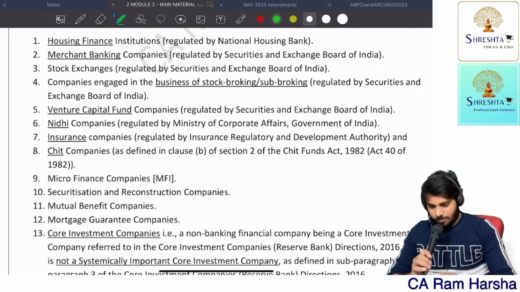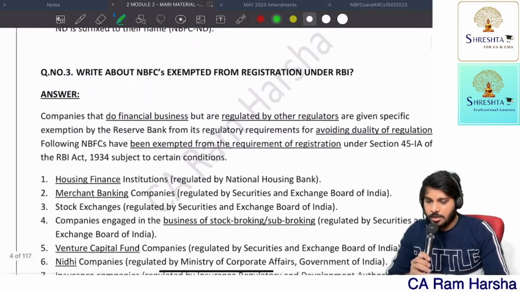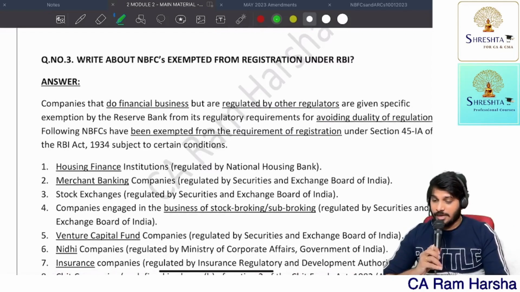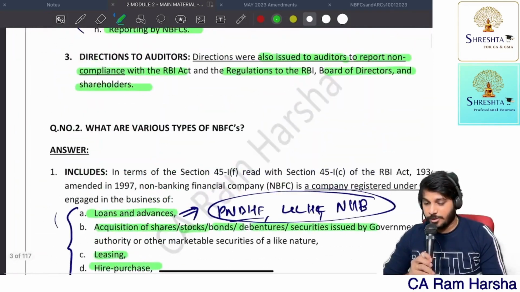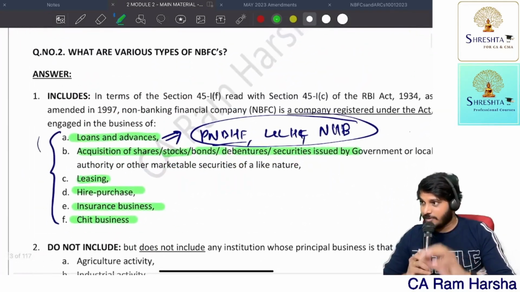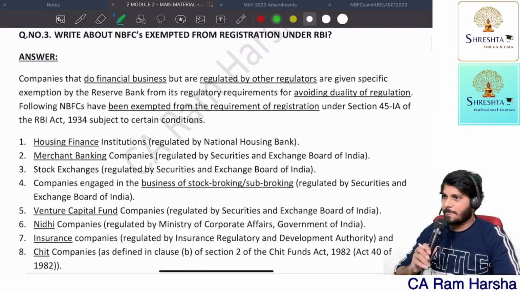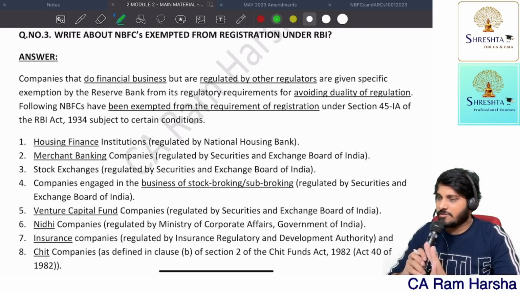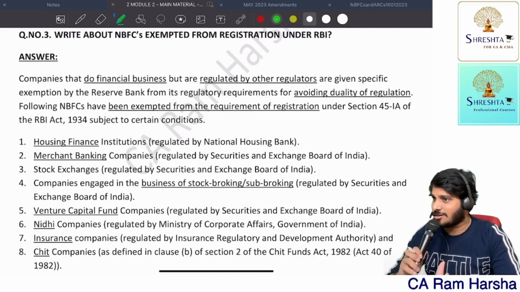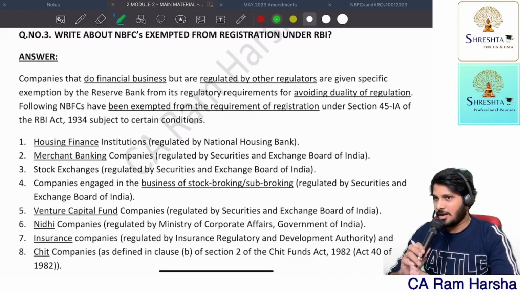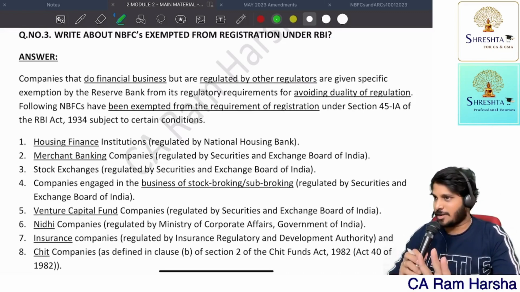Next. Write about NBFCs which are exempted from registration. Now see, don't confuse between various types of NBFCs and exemptions. Exemption means what? First of all, when do I give exemption? When the law applies, I can give exemption. If the law does not apply, there is no question of exemption. Yes or no? If the law itself does not apply, there is no question of exemption. So exemption applies when the law is applicable.